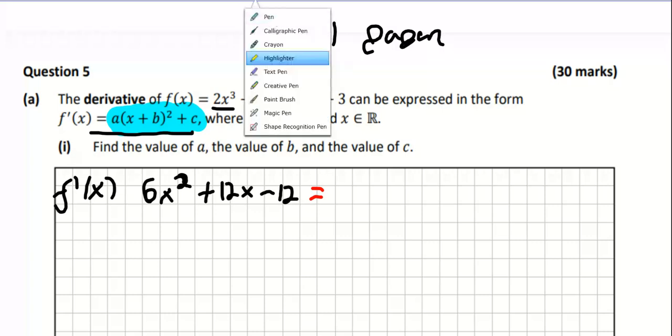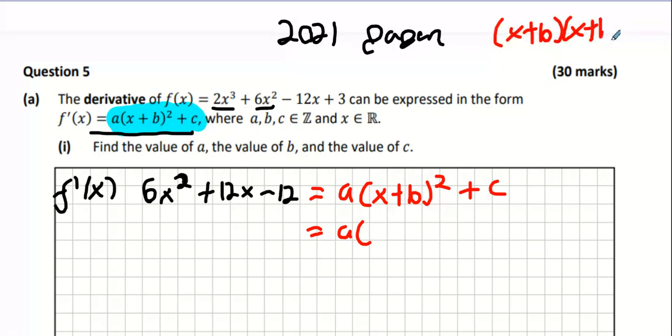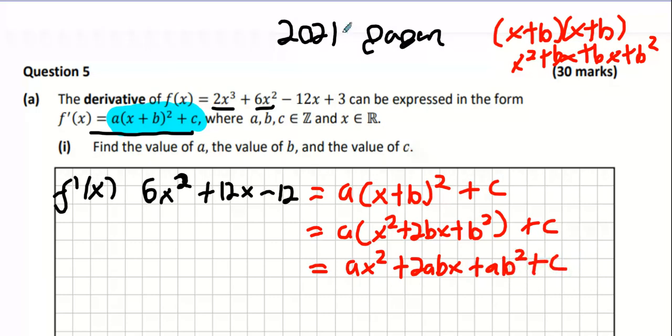So what I'm going to do is put them equal to each other, because that's what it says the first derivative is. And what I'm going to do next is multiply this out. So I'm going to get a, and I'm going to multiply x plus b by another x plus b. And what I'm going to get is x squared plus 2bx plus b squared, because it is x squared plus bx plus another bx plus b squared. And there's still your c here. Now we're going to multiply out, I'm going to get ax squared plus 2abx plus ab squared plus c.